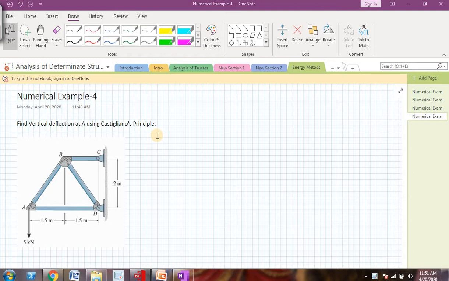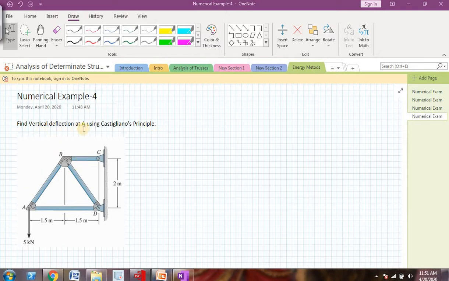Now what I will do, I will take all those examples or a couple of those examples and I will try to solve the deflection at the same point, but now using Castigliano's principle. So we have already seen how to find the deflection at that particular point using virtual work principle, and I will take a couple of those problems and solve the deflection at the same point using Castigliano's theorem.